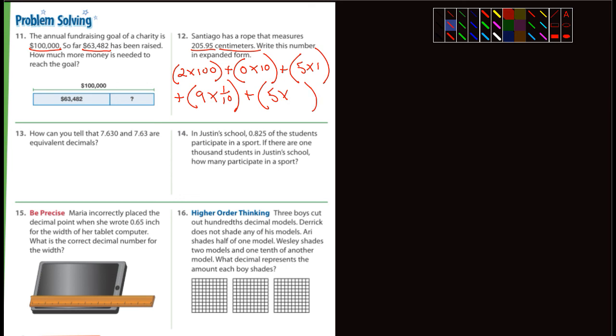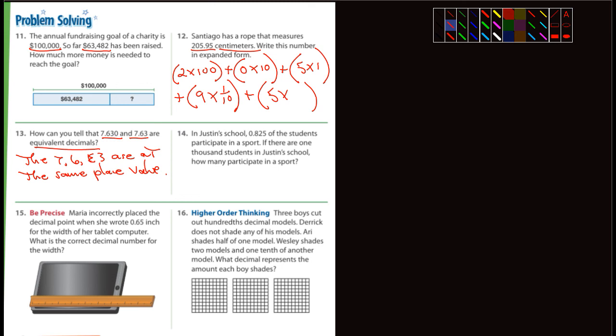Number 13, how can you tell that 7.630 and 7.63 are equivalent decimals? Well, how can you tell? I would say there's a lot of different ways you can answer that one. Let's see, the 7, 6, and 3 are at the same place value, and adding zeros doesn't change the value.